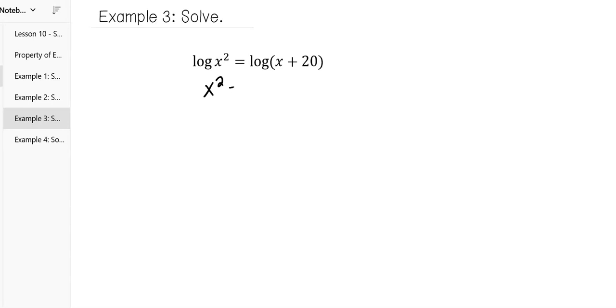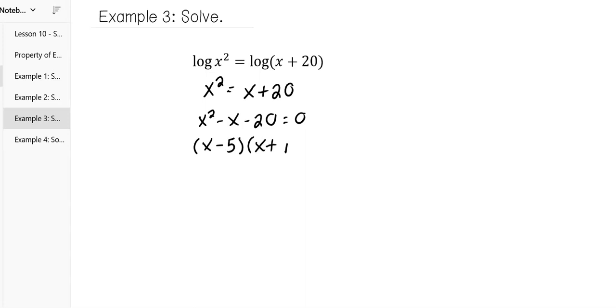So we get x squared = x + 20. Now, in order to factor, I have to set it equal to 0. Again, I want to keep my x squared positive, so I'm going to move the x and the 20 over to the other side. So I get x squared - x - 20 = 0. Now, what two numbers multiply to get a -20 and add to get a -1? Okay, that is (x - 5)(x + 4) = 0.